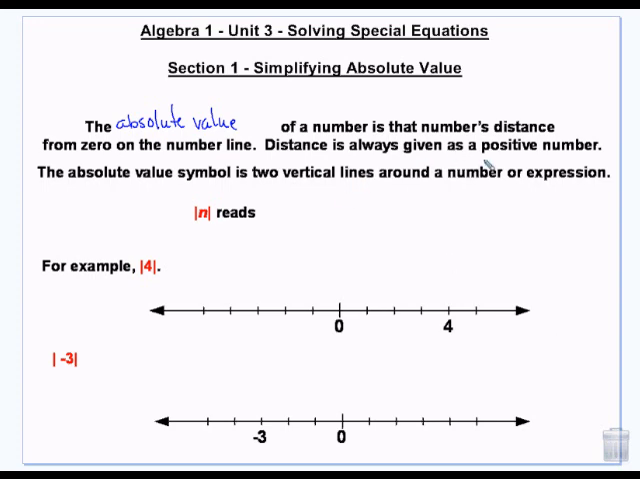Because it doesn't matter if I walk forwards or if I walk backwards. If I walk a mile, I walked a mile. It's the same distance, right? I can't unwalk a mile, so I can't do negative distance. Does that make sense? So distance is always positive. So because distance is always positive, absolute value is always positive.